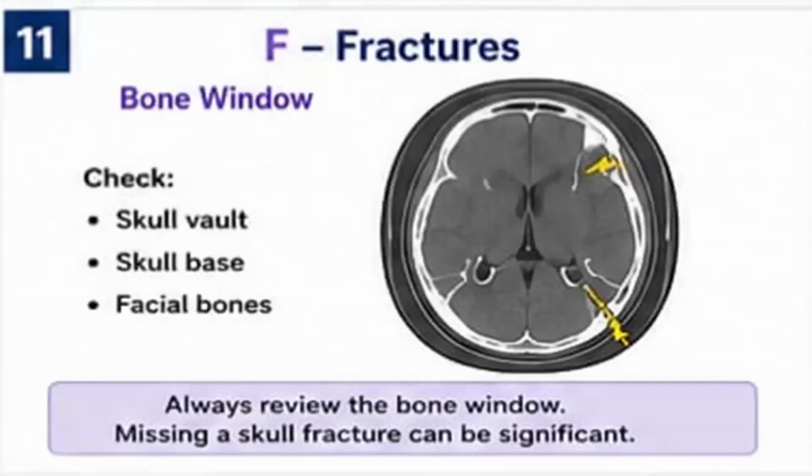Finally, review the bone window. Examine the skull vault, skull base, and facial bones for fractures. Skull fractures may be linear, depressed, or involve the base of the skull. Never finish a CT brain interpretation without checking the bone window, particularly in trauma patients.